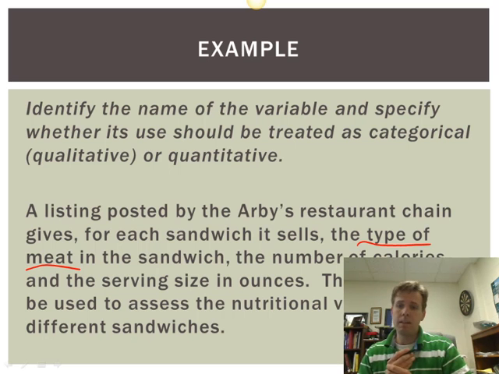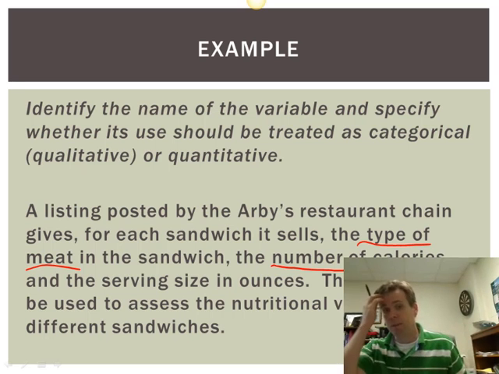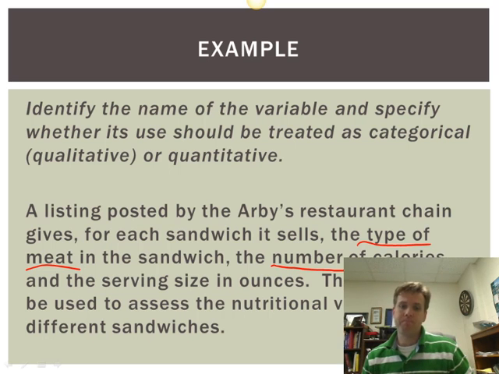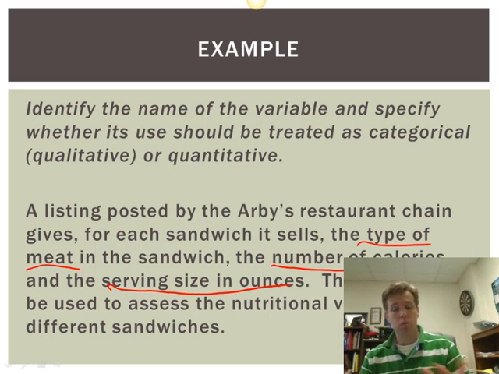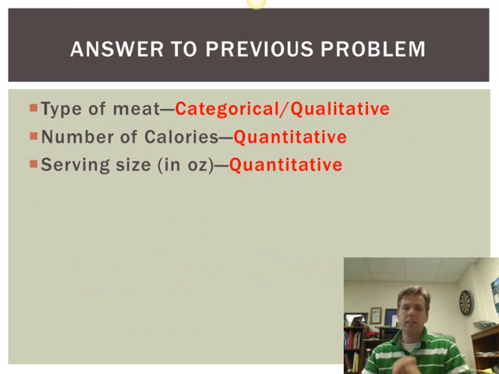The next one would be number of calories. We have number of calories here. We don't really know what those are, but you should be able to imagine that. And the serving size in ounces. Serving size in ounces would be quantitative, right? I mean, we're thinking 40 ounces, 20 ounces, etc. And I think I summarized that here.